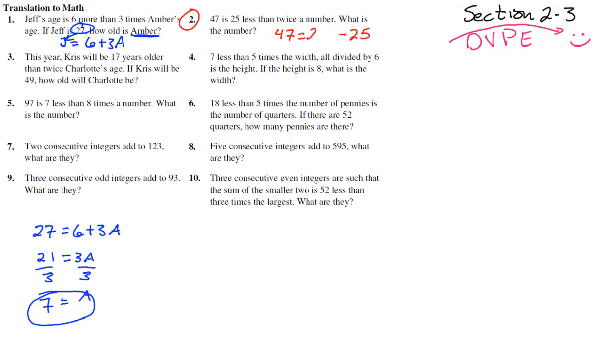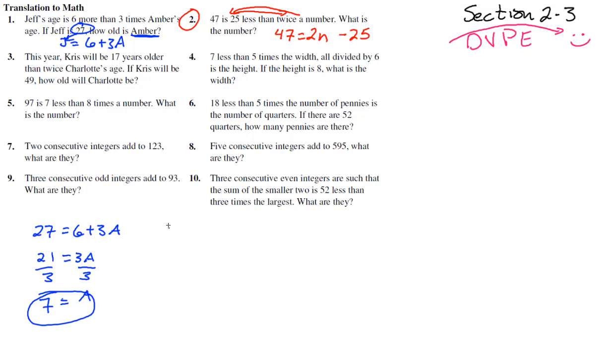twice a number. So 2 times n. I'll use n as a number. There's my variable. Here I have an equation. I'm in happy math land. Now remember, less than, you have to switch these things. So it's twice a number, subtract 25. That's how you get 25 less than that.